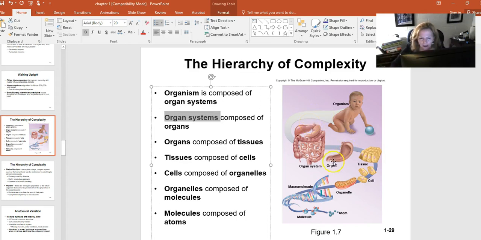So if we take the stomach, maybe it's the stomach not working well this time. We have to know what the stomach is made of. The stomach is made up of tissues, 2 or more tissue types. So organs are composed of tissues.